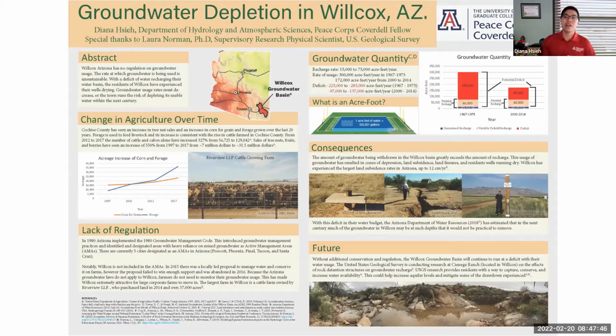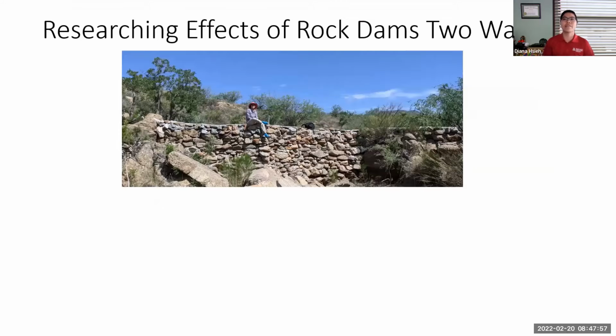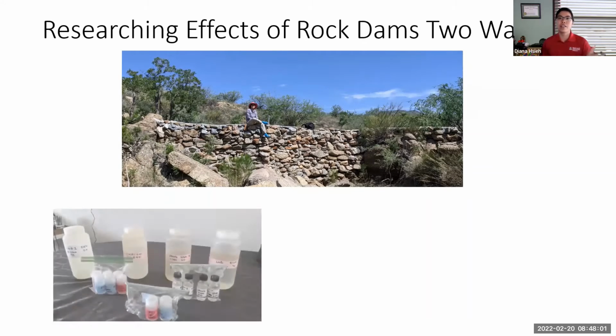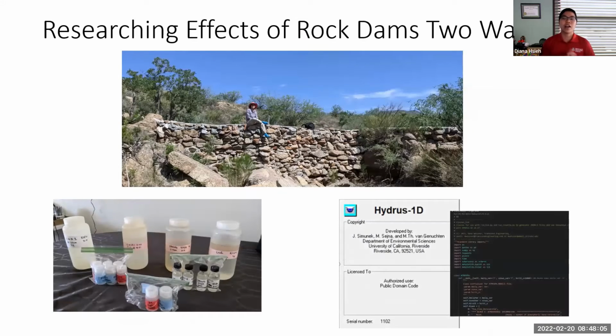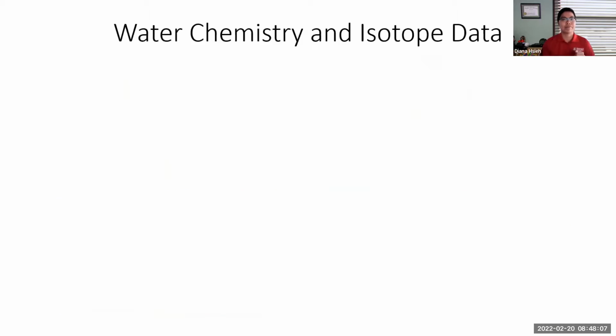Where we last left off was that Wilcox was using up groundwater faster than it was replenishing it, and that the use of rock dams may be one possible way to improve recharge rates of the groundwater. So to better understand the effects of these rock dams, I am researching them in two ways. First, using isotope and water chemistry analysis, and second, through modeling using Hydrus 1D through Python.